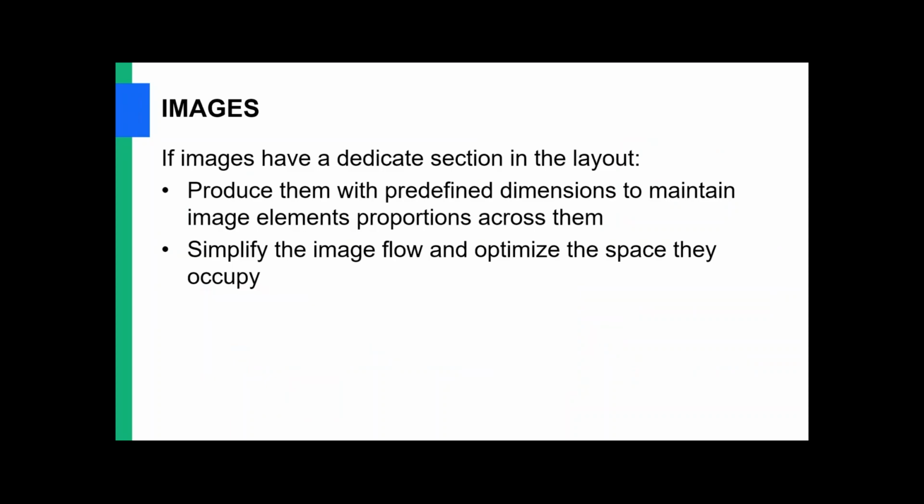And talking about images, which is another design element, I decided to have a dedicated section on each document, specifically the first of the 4 columns on the front page. To achieve this, I followed these general guidelines. Produce them with predefined dimensions to maintain image elements proportions across them. I am talking about the source image file. And simplify the image flow the more you can and optimize the space they occupy. But let's see how I manage them in the new design.